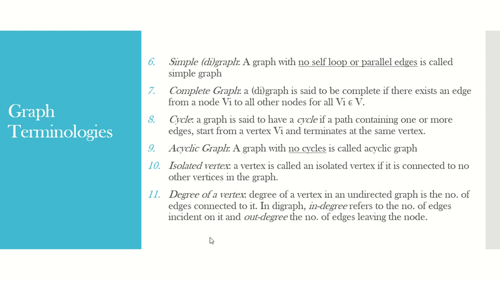Moving further, you talk about a simple graph, or a simple digraph. If a graph contains no parallel edges and no self loops, such a graph is called a simple graph, or a simple digraph if we are talking about a directed graph. If the directed graph does not contain any parallel edges or any self loops, in that case that digraph is known as a simple digraph.